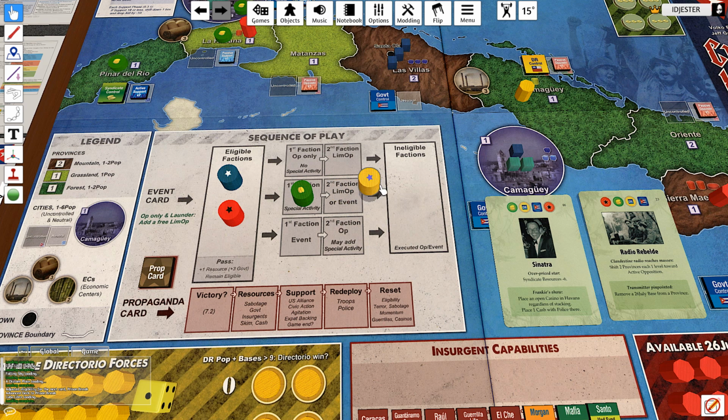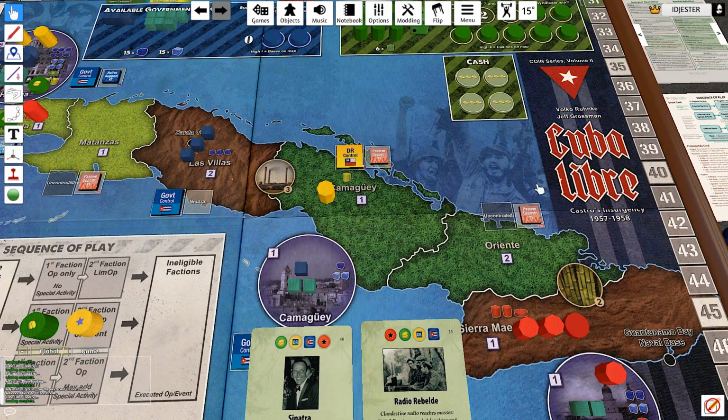So what does this space do? This space will allow you to either do one of the events, or do the event if it only has one on there, or it'll allow you to do a limited op. A limited op. So what is a limited op, you might ask?